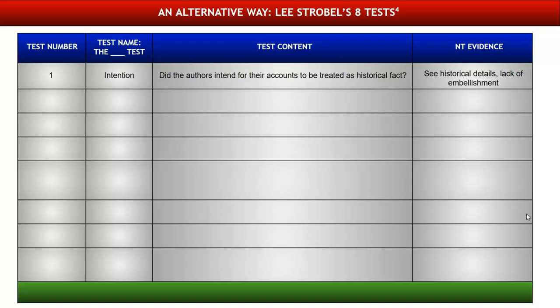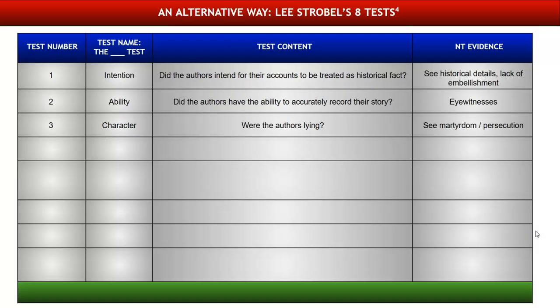Test number 2 is the ability test, and asks the question, did the authors have the ability to accurately record their story? In the case of the Gospels, all 4 authors were either eyewitnesses to the events that they recorded or had access to the eyewitnesses, and they were not dumb. They were quite capable of accurately recording the events they saw with their own eyes.